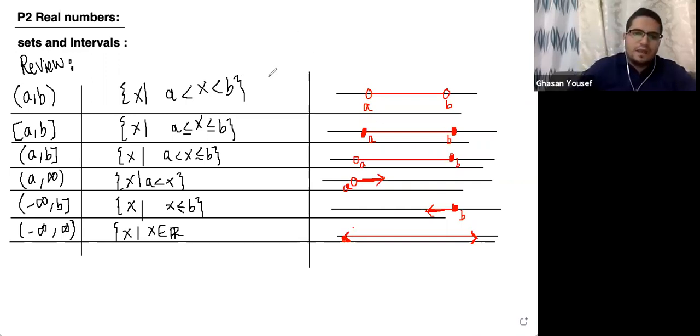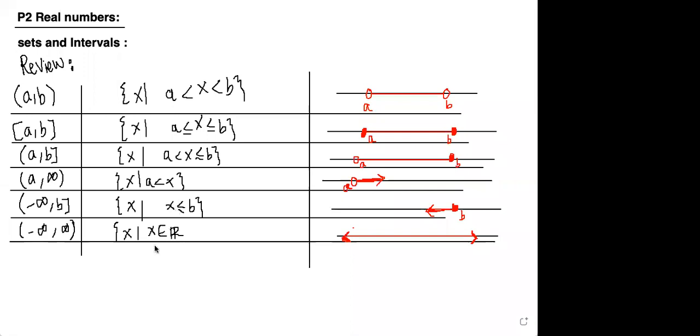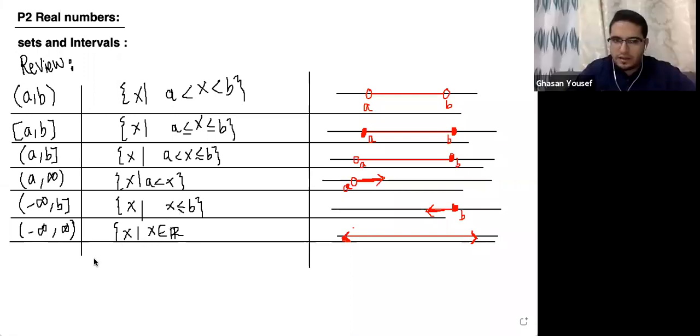Okay, so now let's give an example. After we know this notation, the set description and the graphs, we're going to give a small example we left from the previous class. Any question for the review? No questions? Okay, I hope they are clear.